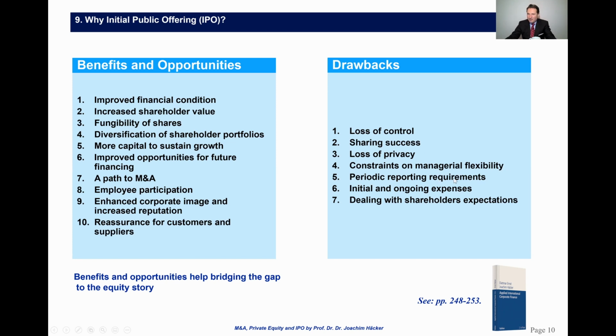As mentioned, reporting is more difficult, more complex, and costs more money if you need to go from national to international reporting. You have initial and ongoing expenses. Initial, maybe you change the structure from limited to PLC. Ongoing expenses, like you have to pay investor relations all the time. And finally, you have to deal with shareholders' expectations.